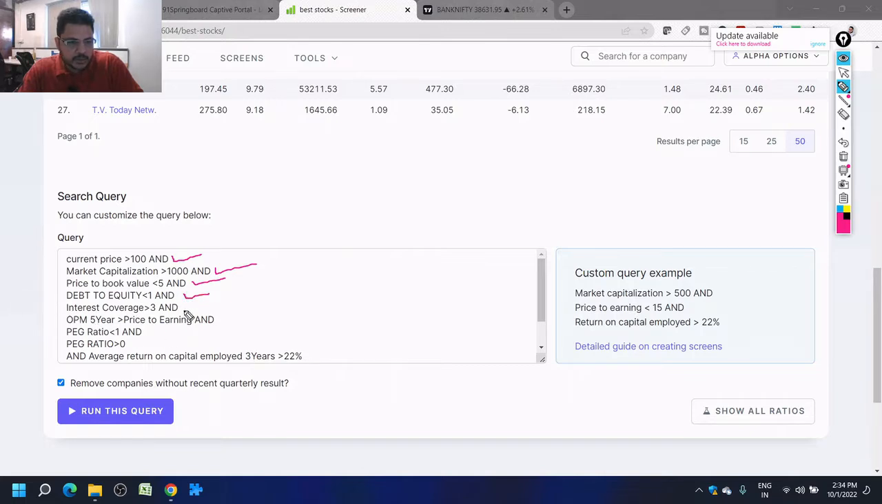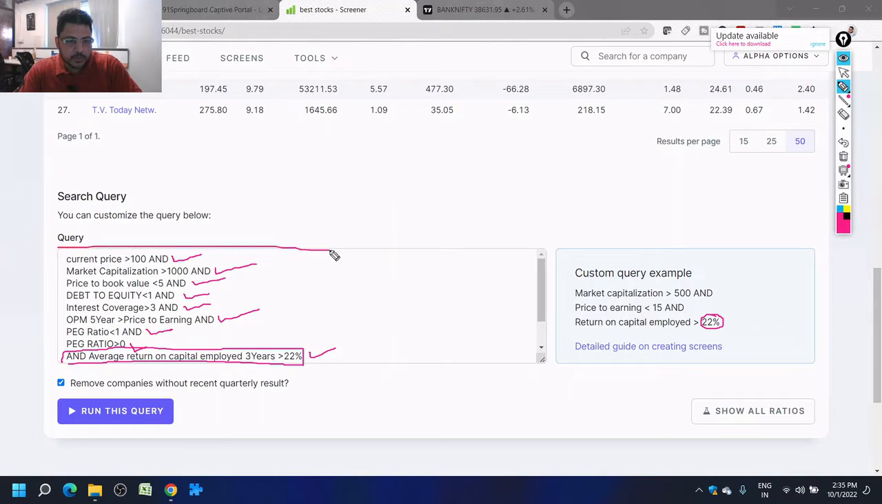Interest coverage greater than 3, and operating margin 5-year greater than price to earning. And PEG ratio less than 1 and greater than 0, so we are looking for something in between 0 and 1. And average return on capital employed for 3 years should be 22%. So this is a big criteria, and it is going to filter out a lot of stocks which have underperformed below this. So this is a very good query.